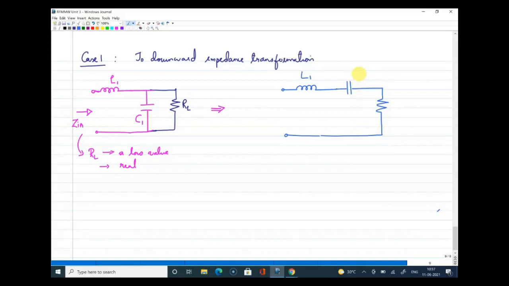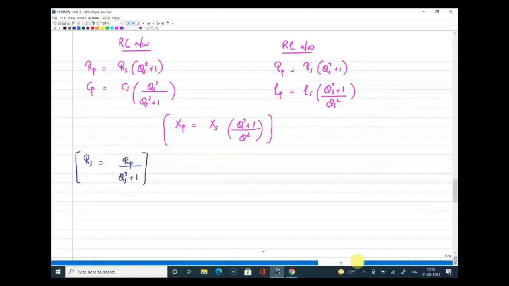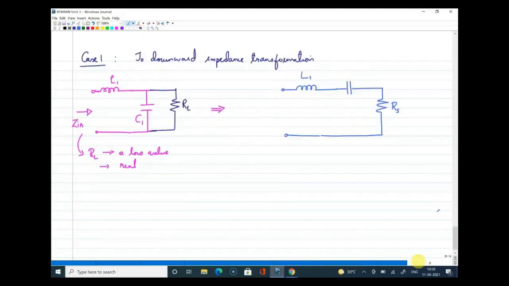All right. Since we are converting into series, I'm just marking this resistance as RS. And for the capacitance, from the previous discussion, we saw that if the Q factor is high, the capacitance values in the parallel and series circuits are almost equal. For that reason, I'll retain this value as C1 itself. And RS is RP divided by Q squared plus 1. Anyway, that again depends on the value of the Q factor.